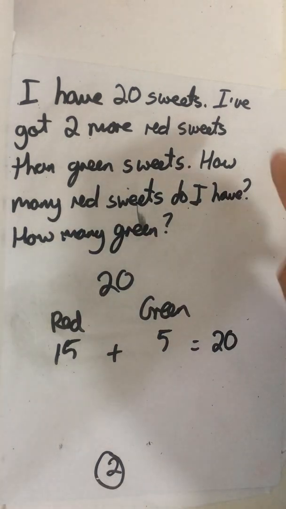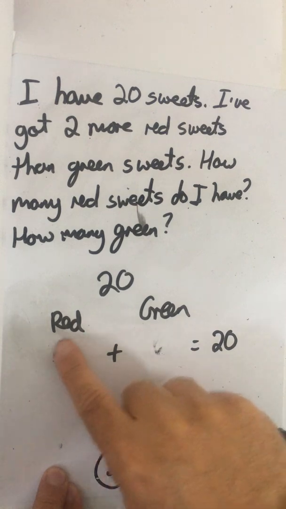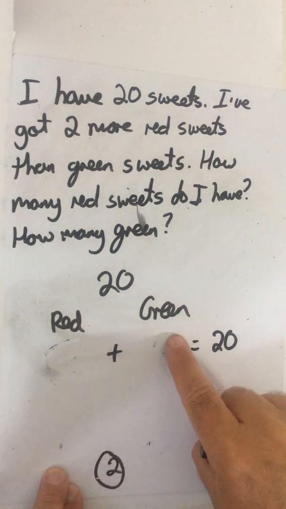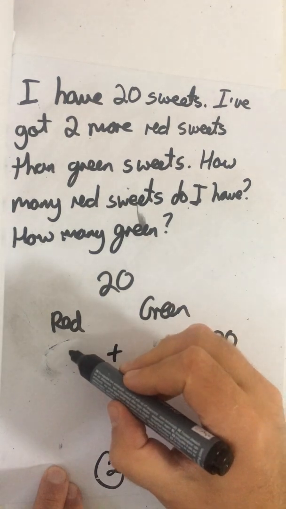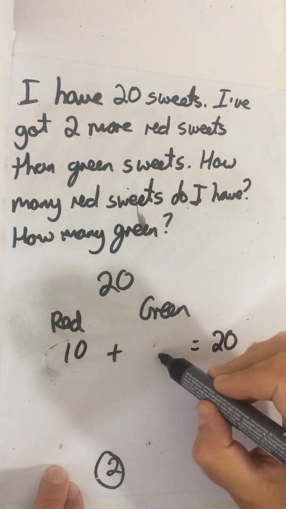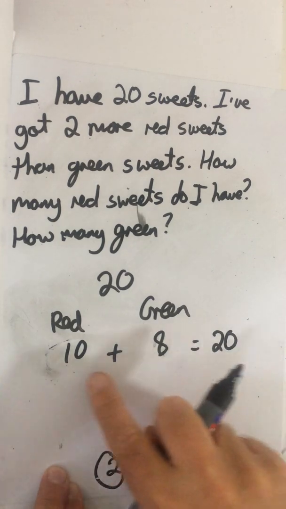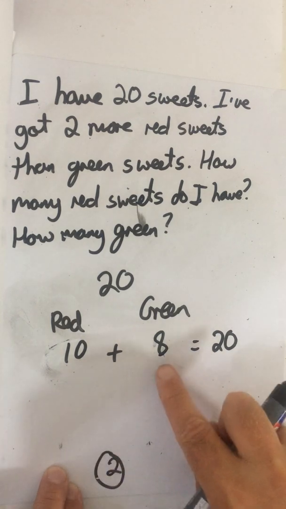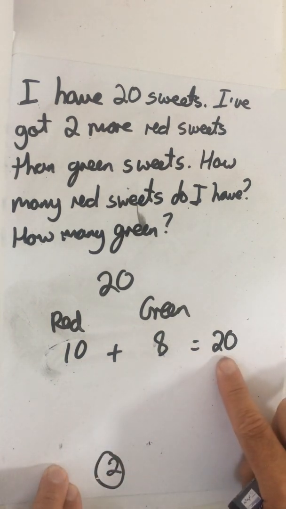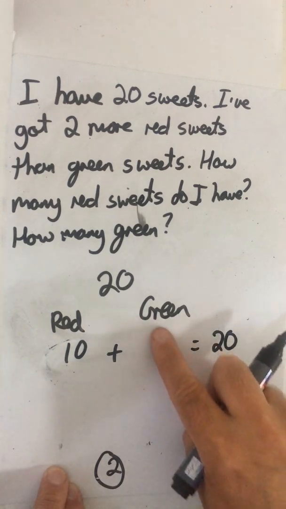So I need to make sure that if I've only got 2 more red sweets than green sweets, the difference between these two numbers must be just 2. So say for example I said, well, this was 10 then, and this is 8. But that doesn't make 20, does it? The difference is 2. Okay, I do have 2 more red sweets than green sweets here, but it doesn't actually come to 20. So I have to play around with these numbers, isn't it?